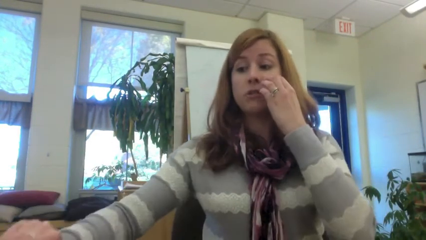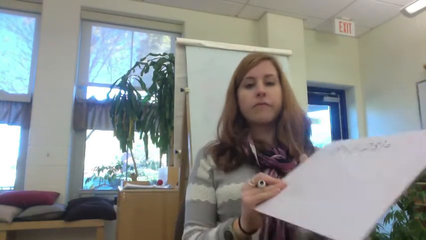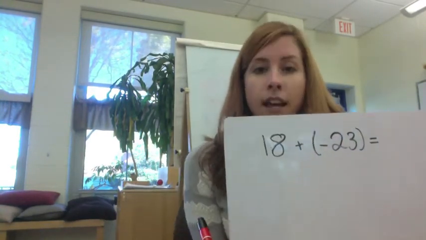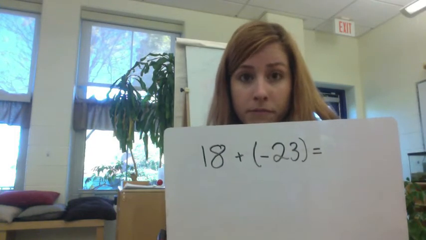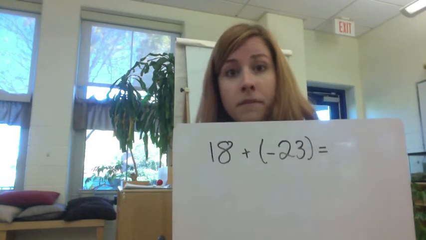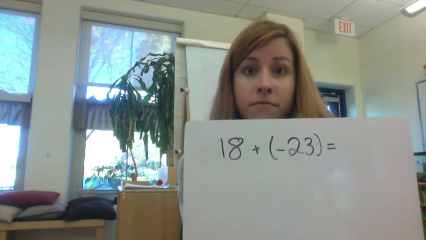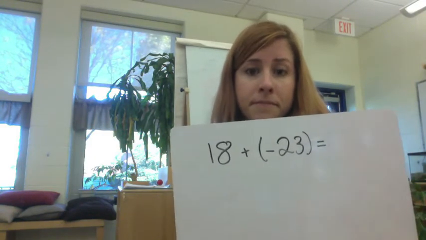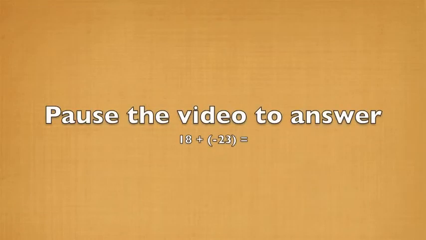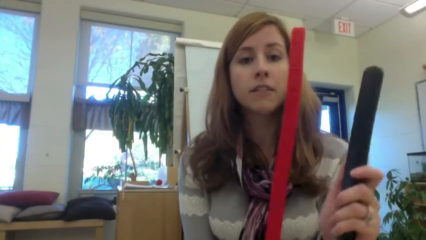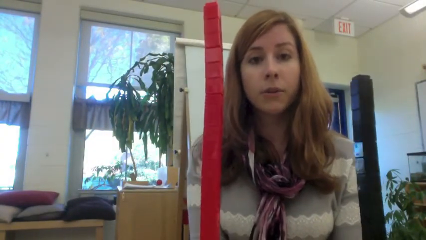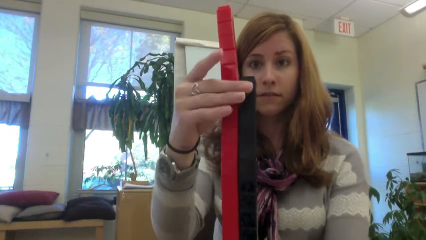So now I'm going to give you some examples to try on whiteboards. 18 plus negative 23. Write this down on your whiteboard. Then pause the video, try it out, and see what you get. Okay, so here we have our 18. Here we have our negative 23. And when I compare, I know that it's a difference of 5, but it's a difference of negative 5. Is that what you got? Good job.